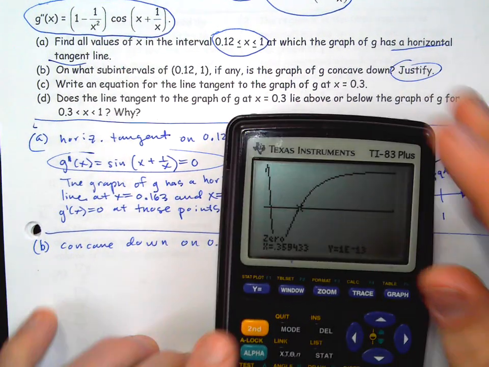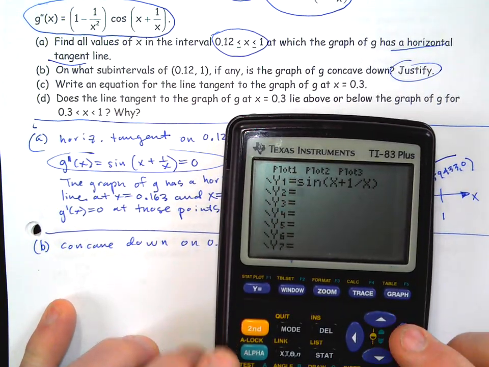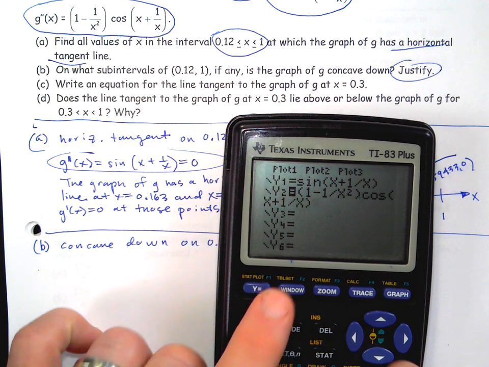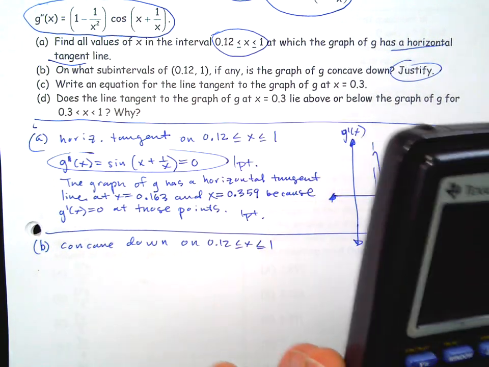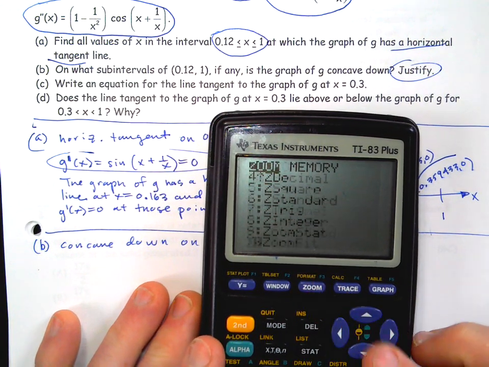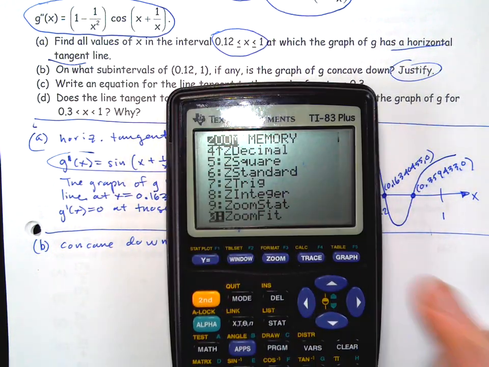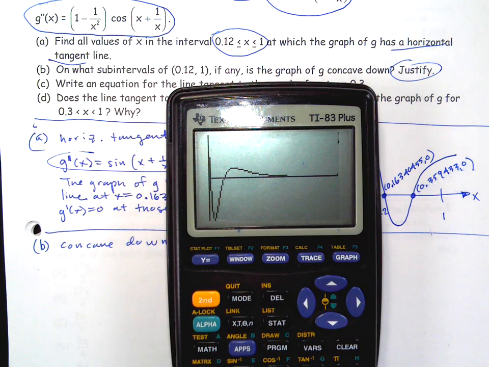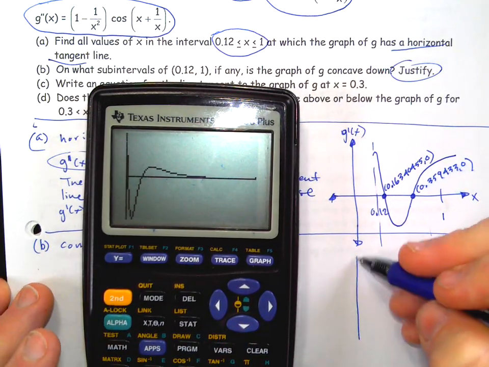So we have the second derivative. I'm going to turn that graph off. I'm going to put this other graph in there, parentheses 1 minus 1 divided by x squared, close, cosine of x plus 1 over x. I'm going to go to the window, the correct window. We could do zoom fit, graph the second derivative. So this is where you're using your calculator, because I don't think you want to try and solve these by hand. I don't think you're going to be able to. I don't know. So there's a graph. I'm just going to sketch it.